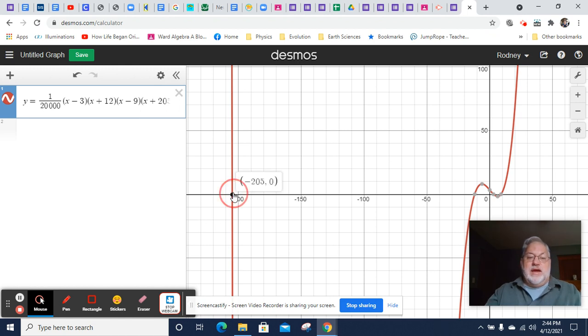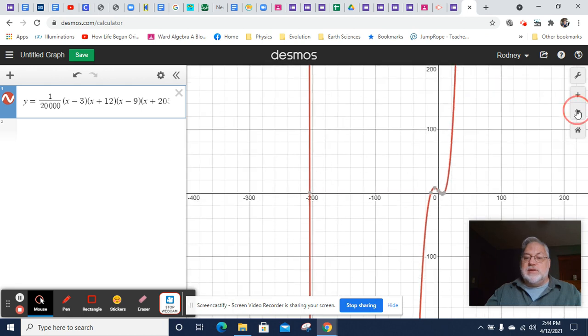Okay, so we have an x-intercept over here at negative 205. We have one here at negative 12, like I predicted. We have one at 3, and we have one at 9. So those are all the x-intercepts that we had identified in the last bit.